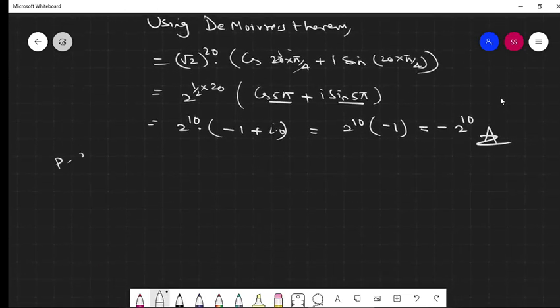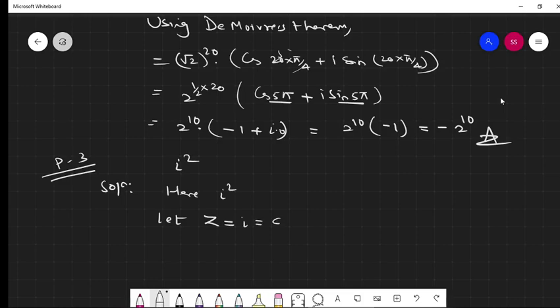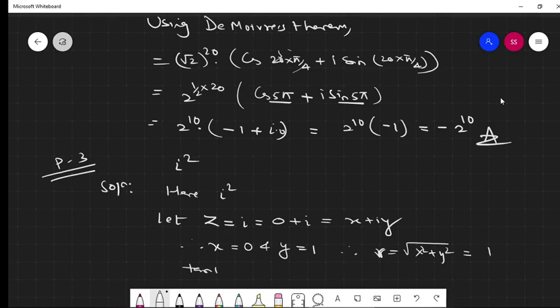Now move to problem number 3. The problem is just i squared. Solution: here we have given i squared. This is also not in polar form, so let z equal i only. That can be expressed as 0 plus i equals x plus iy. Therefore x equals 0 and y equals 1. Therefore r equals the square root of x squared plus y squared, which equals 1. Tan theta equals y by x equals 1 by 0, which is infinity. Therefore theta equals 90 degrees or pi by 2.